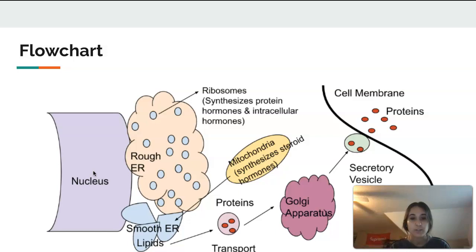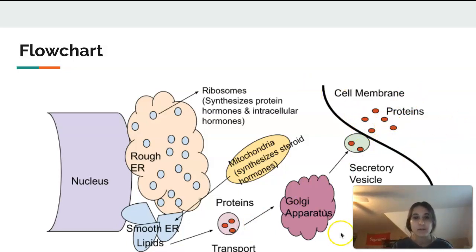And then they're transported by these vesicles into the Golgi apparatus, where they're packaged and shipped out, and then sent to the cell membrane, if that's where they're headed, by the secretory vesicles. And then it's a little bit different again for the steroid hormones, which are actually made in the mitochondria. Then it goes straight to the smooth ER and then to the Golgi apparatus until they reach the cell membrane. All these little red dots inside the vesicles are supposed to be the proteins, and then the cell membrane is up to the top right.